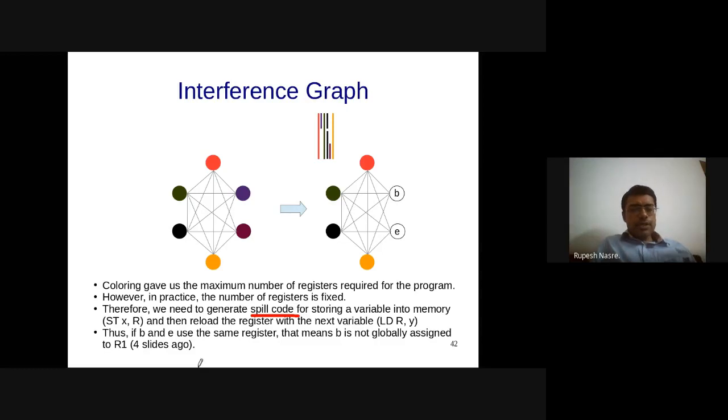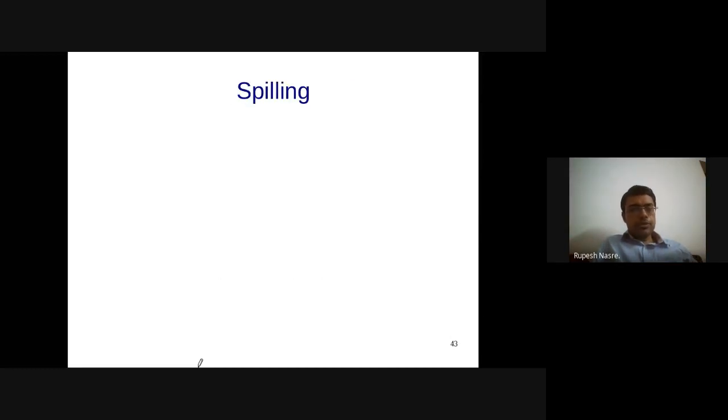So if B and E use the same register, that means B is not globally assigned to R1, right? So this global allocation part also comes into the picture here. Right? So let's talk a little bit about spilling.